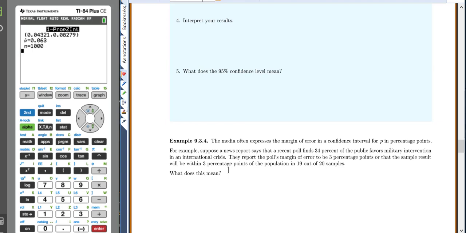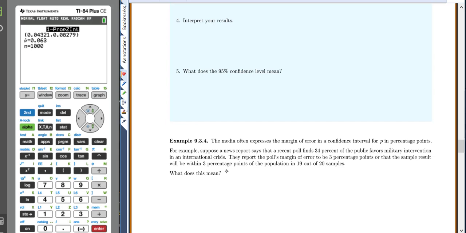Okay. And one last thing here is margin of error and polls. This is something that's very common in real life. The media often expresses the margin of error in a confidence interval for p in percentage points. They don't tell you they're giving you a confidence interval, but that's what they're doing. For example, suppose a news report says that a recent poll finds 34% of the public favors military intervention in an international crisis. They report the margin of error to be 3 percentage points, or that the sample results will be within 3 percentage points in the population in 19 out of 20 samples.